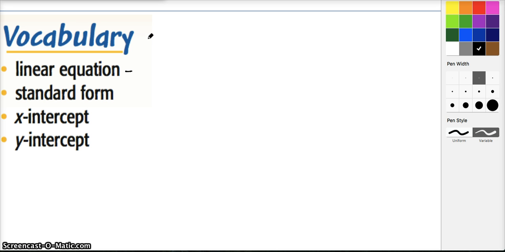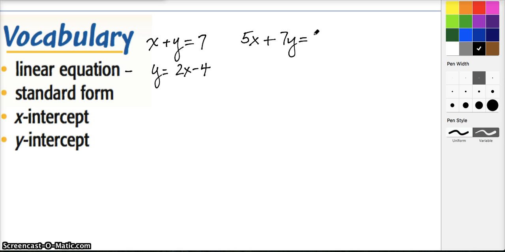Oftentimes it'll have two variables, x and y, such that they are being added together. The variables are being added together. x plus y is equal to 7, or y is equal to 2x minus 4, or something like that. Even 5x plus 7y equals 14. All of these are linear equations.